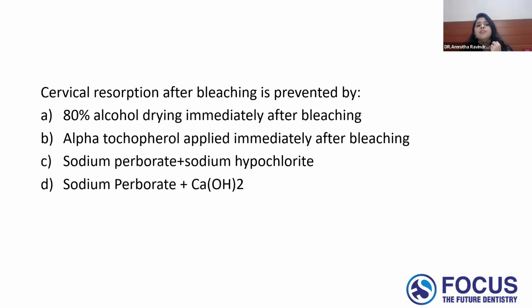Okay, so this again I have mentioned. Cervical resorption after bleaching is prevented by application of dash and water. Here the water is not given, but the material which I had mentioned is clearly given. What material do you use actually to prevent internal resorption? Just think like that. So is it 80% alcohol drying immediately after bleaching? Alpha tocopherol applied immediately after bleaching, sodium perborate plus sodium hypochlorite, sodium perborate plus calcium hydroxide.